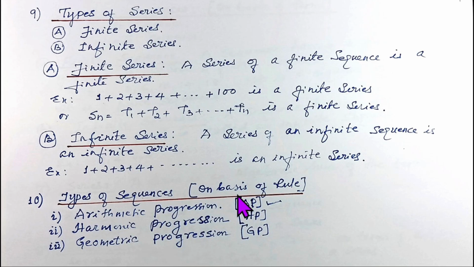We learned the types of sequences on the basis of terms. So also we have types of sequences on the basis of rules. That is, we have got arithmetic progression, that is AP, harmonic progression, that is HP, and geometric progression, that is GP. We'll be studying these one by one. We have to learn what is arithmetic progression, the terms of arithmetic progression, and the application of arithmetic progression, and so also the harmonic progression and geometric progression have to be learnt separately one by one. We will learn this in the next part of our study.